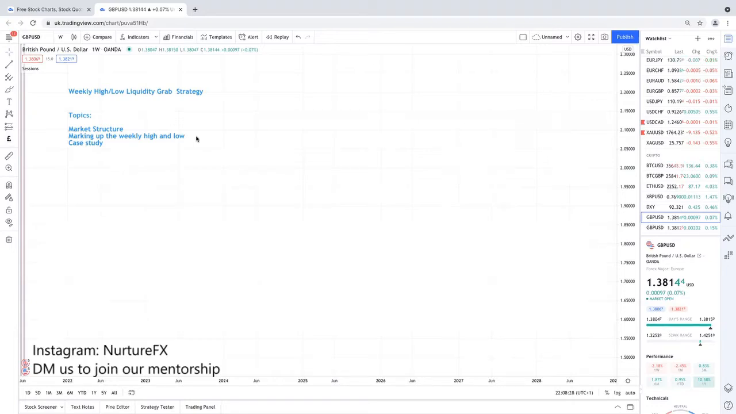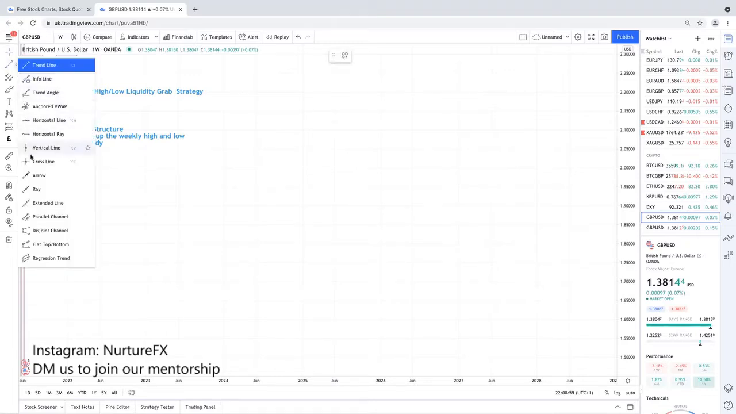Firstly, what I want to go over is market structure. So what we mean by market structure is how the market is flowing, how it's trending at the moment. For example, if it's making higher highs or higher lows, or lower lows and lower highs, that determines whether you're in a bullish market, so a market that's going up, or a bearish market, which is a market that's coming down.